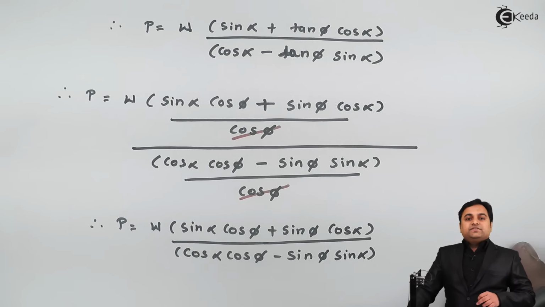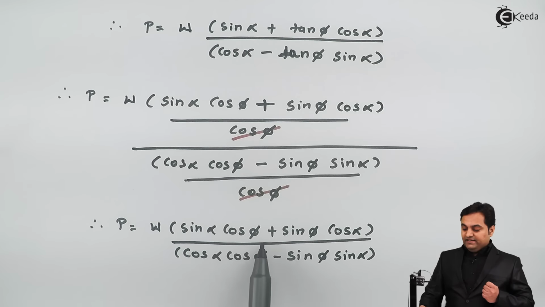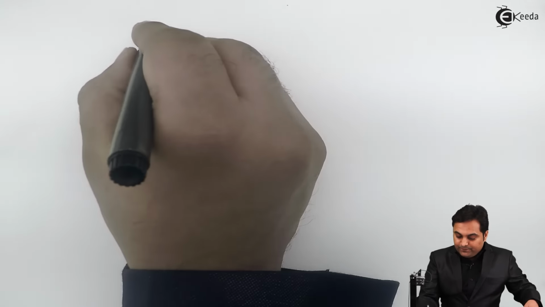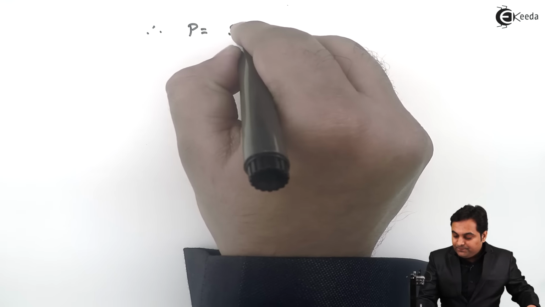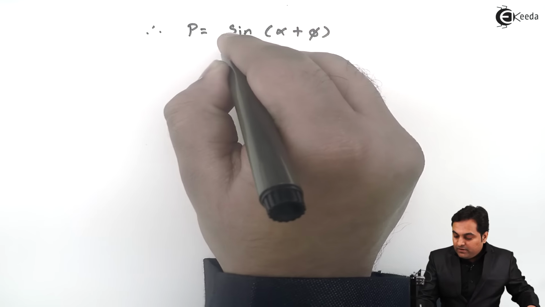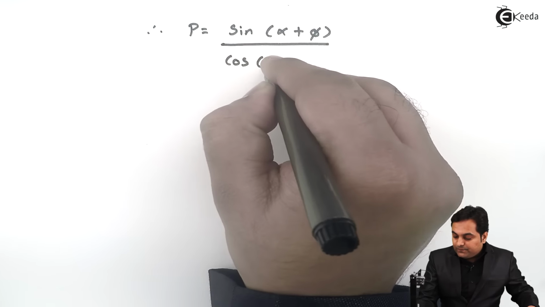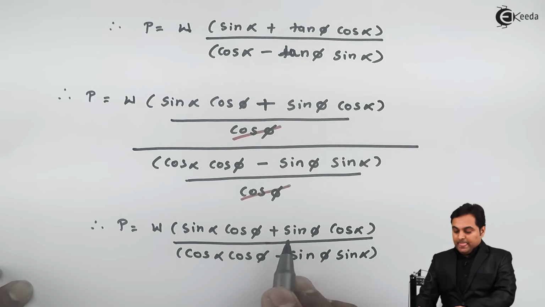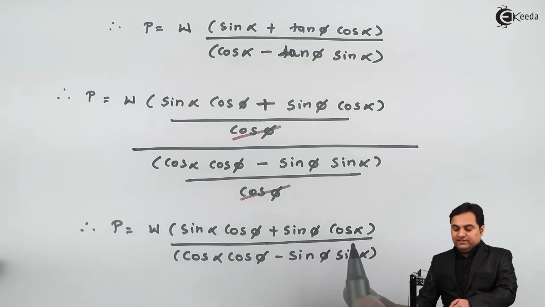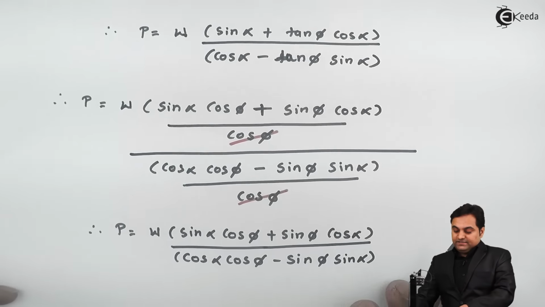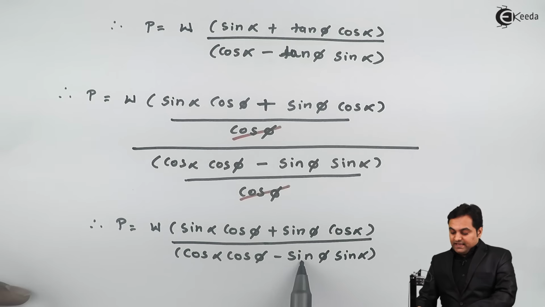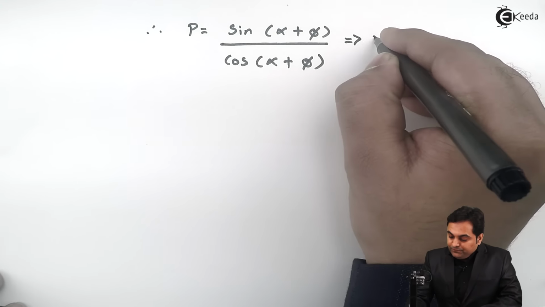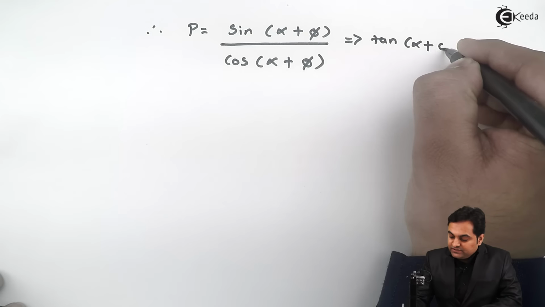So now after reaching this stage, here I can develop a formula of sin A plus B and cos A plus B. So it will be written as, therefore P is equal to sin alpha plus phi upon cos alpha plus phi. Here I have developed the formula because this is sin A cos B plus sin B cos A, that is nothing but sin A plus B. Next, cos A cos B minus sin B into sin A, that is cos A plus B. So this will be equal to tan alpha plus phi.